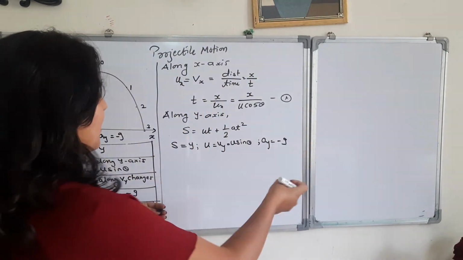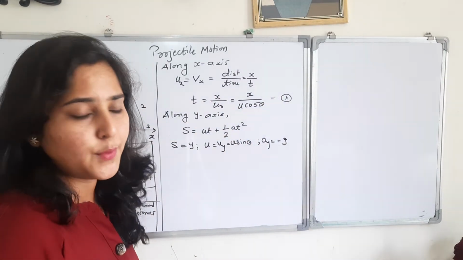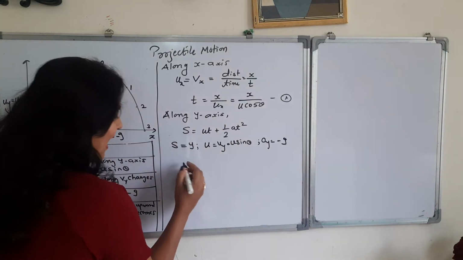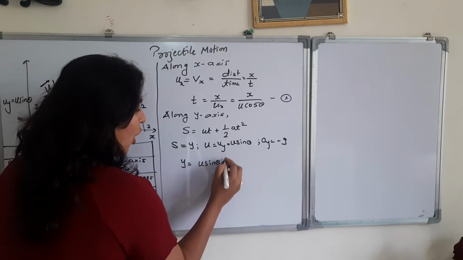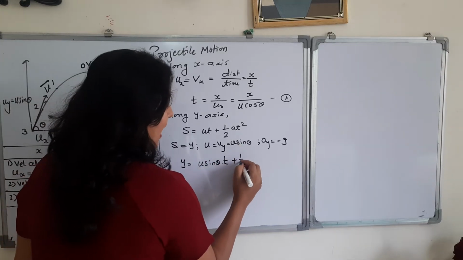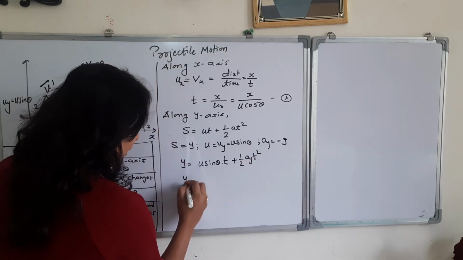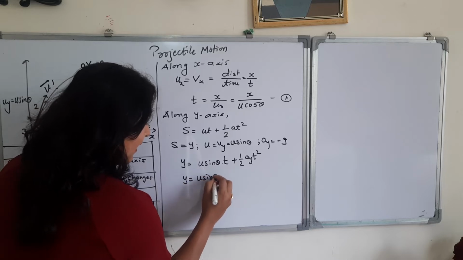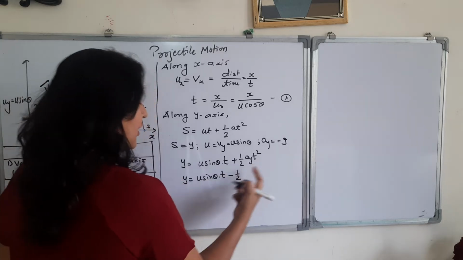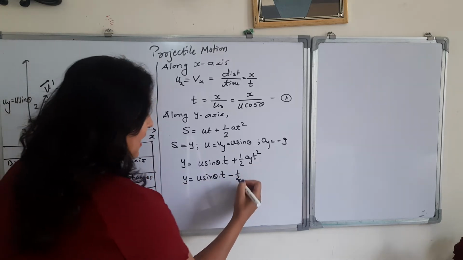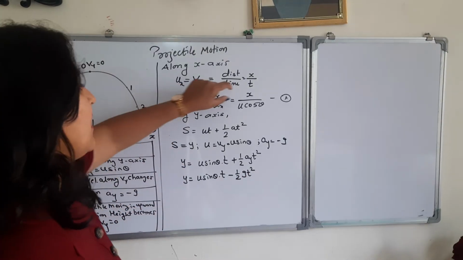Just substitute the values in this equation and we will get the displacement along the y component. So let's see, y equals u sin theta times t plus half a_y t square. Rearranging: y equals u sin theta times t minus half g t square, because a_y is minus g. This is the displacement of y.